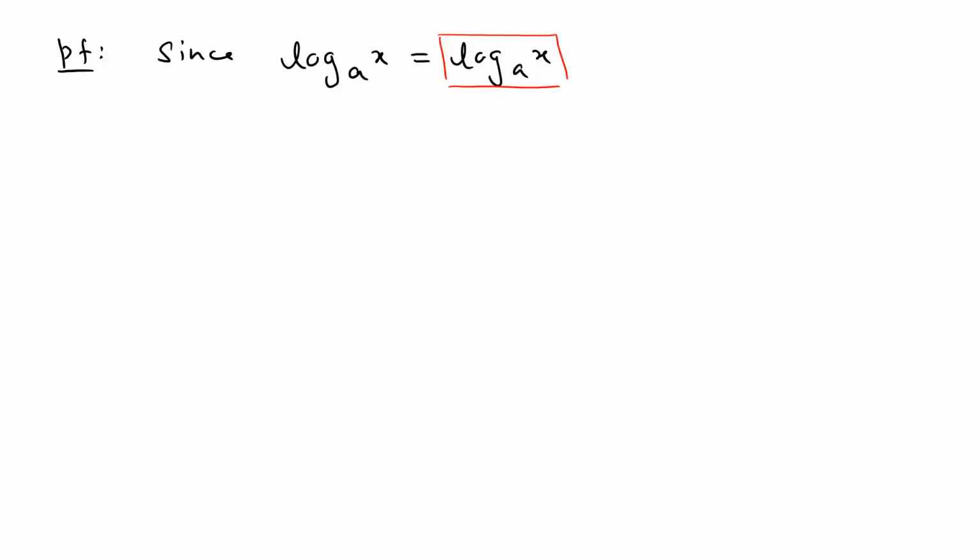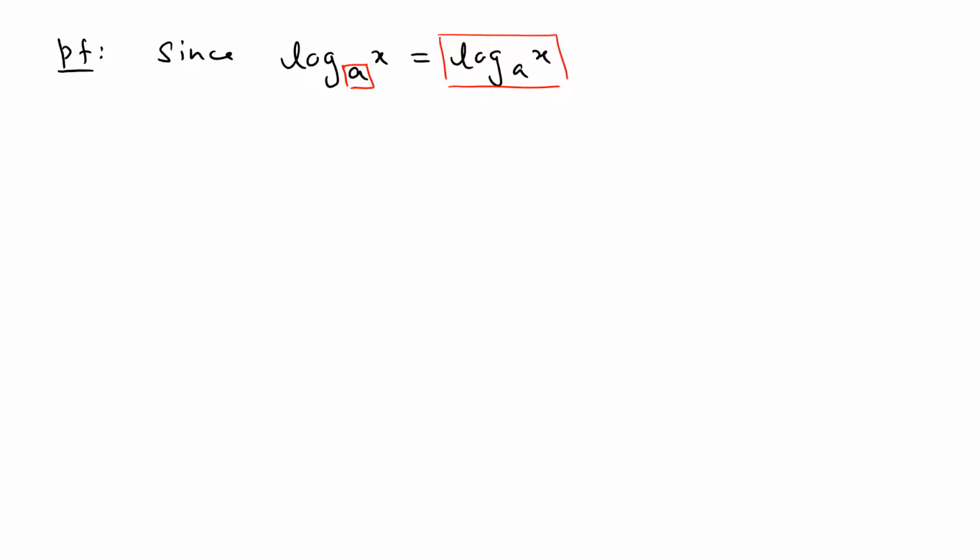To prove the first one, the proof: since log_a x equals log_a x, this is the same thing. Now you can actually consider one of the log_a x as one value, just a value. If this is a value, what we can do is write the exponential form. If you write the exponential form using a as the base, you can directly get the result.